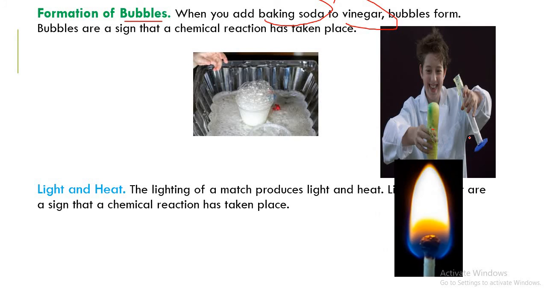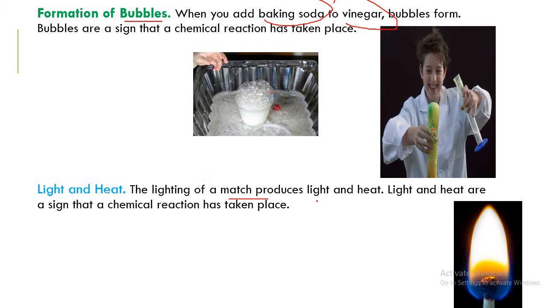Light and heat. Lighting a match produces light and heat. When you light a match, it produces light and heat. Light and heat are signs that a chemical reaction has taken place. This means that the wood that makes the match reacts with oxygen and produces light and heat, and also smoke. This smoke is a new substance, so this is a reaction. So light and heat is a sign of chemical change.